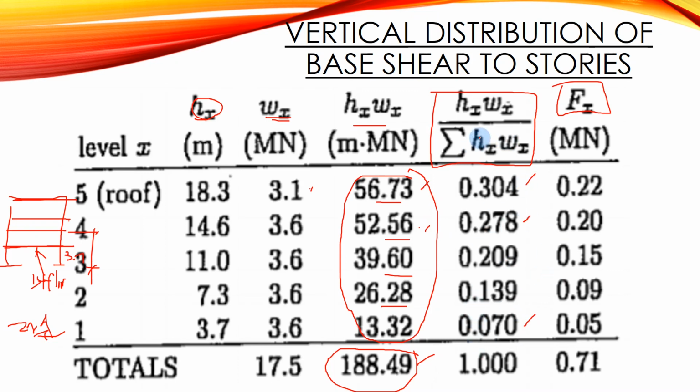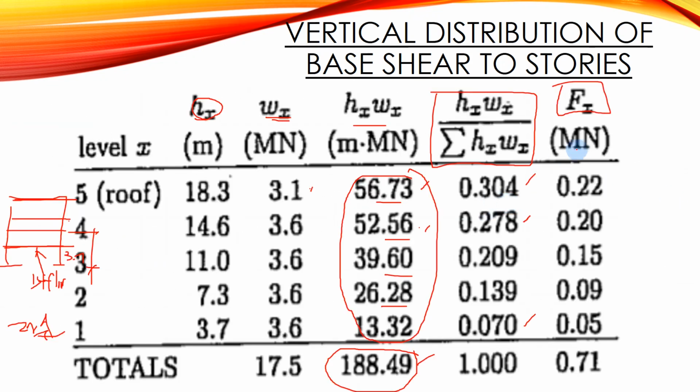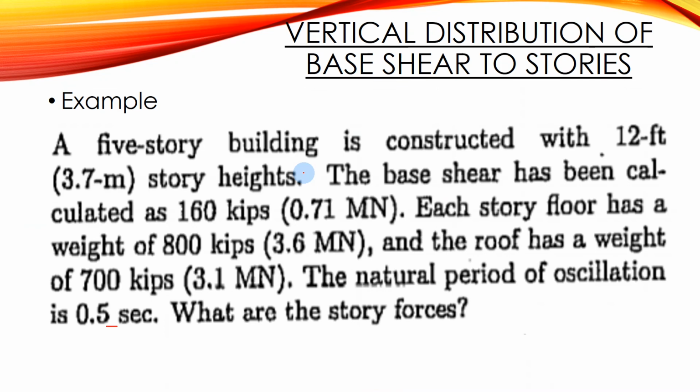So that's it. Then after getting this, apply the formula for fx. So apply this formula here. Okay? So this goes in the table. Then what you will do is multiply it by V minus Ft. Since Ft is 0, you just multiply by V. So 0.304 times 0.71, no? 0.71.